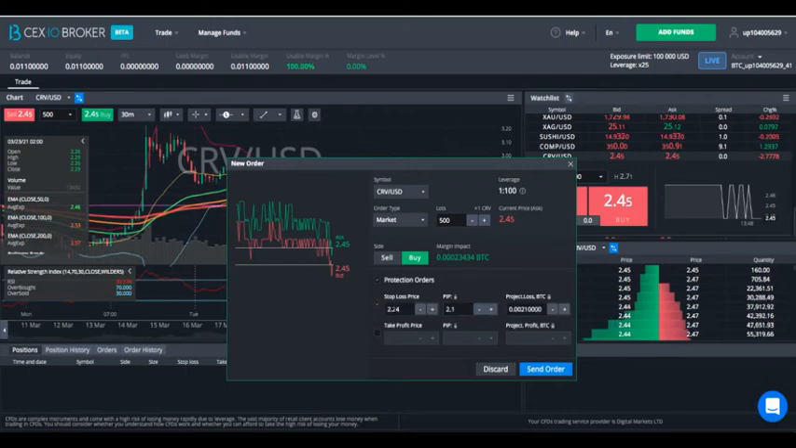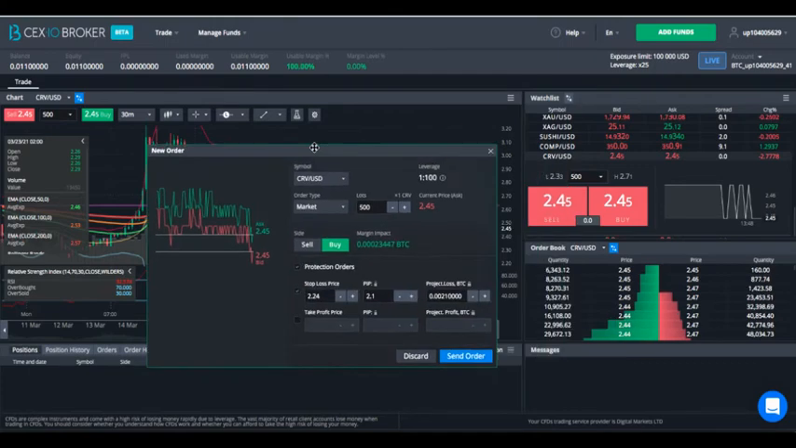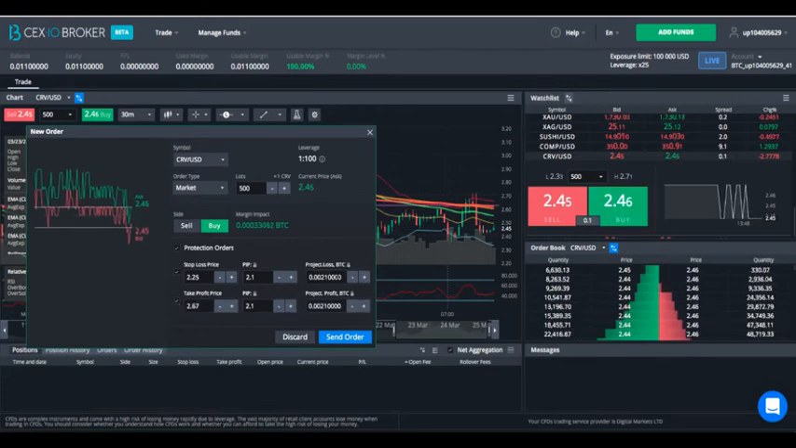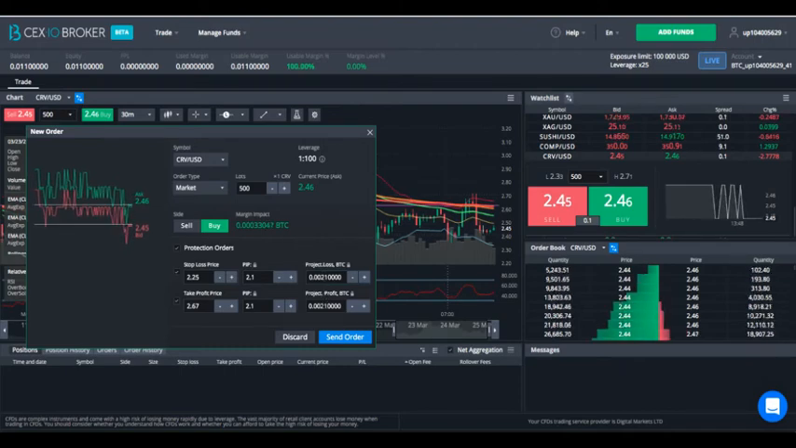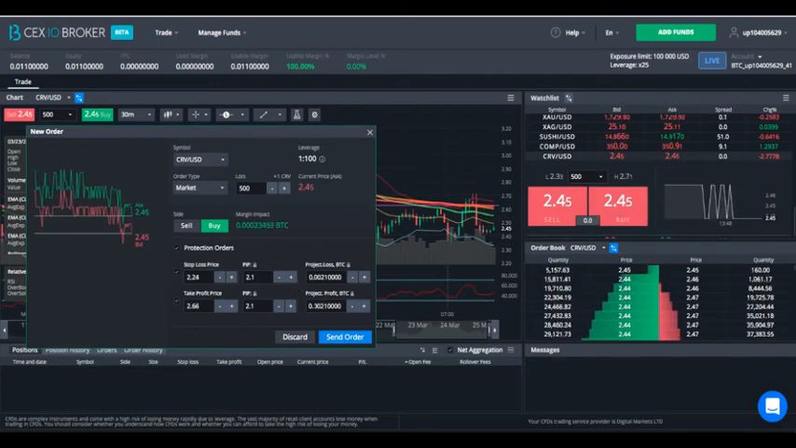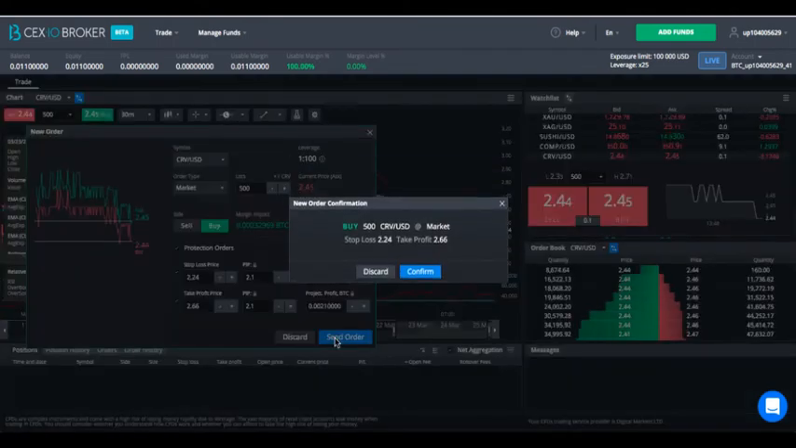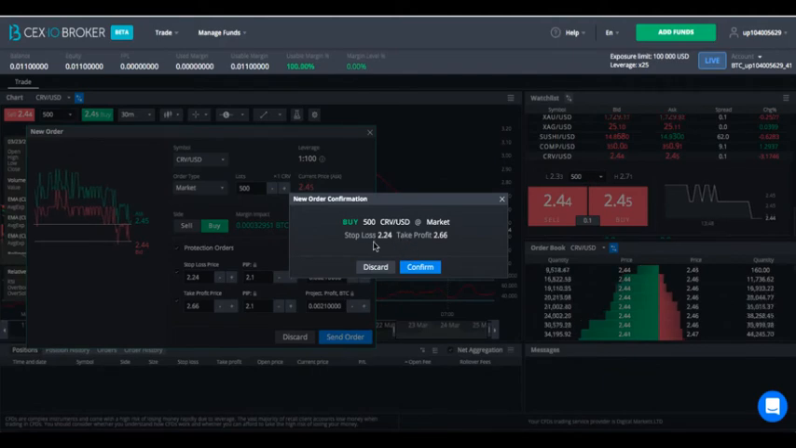I hit protection order. I can put what my stop loss price is. I can put what my take profit price is. It will tell me how much I'll lose if the trade goes against me, how much I will gain if the trade goes for me. Okay, so if that's what I want to do, then I'll go ahead and hit send order. So it'll execute this trade. It'll ask you if you want to confirm. I said yes.